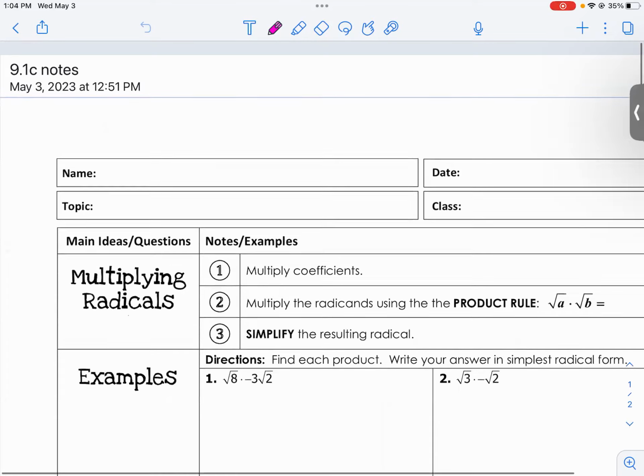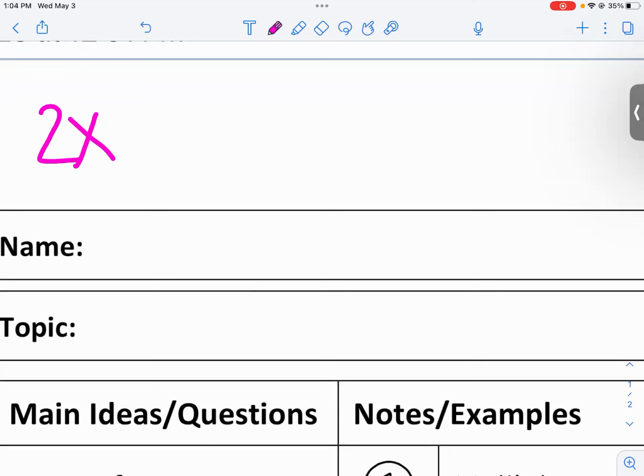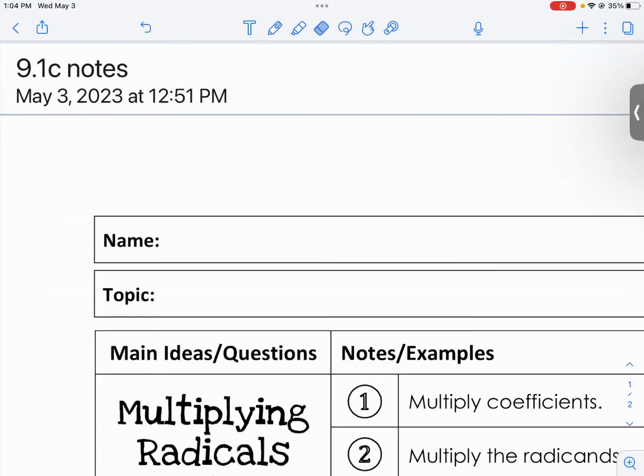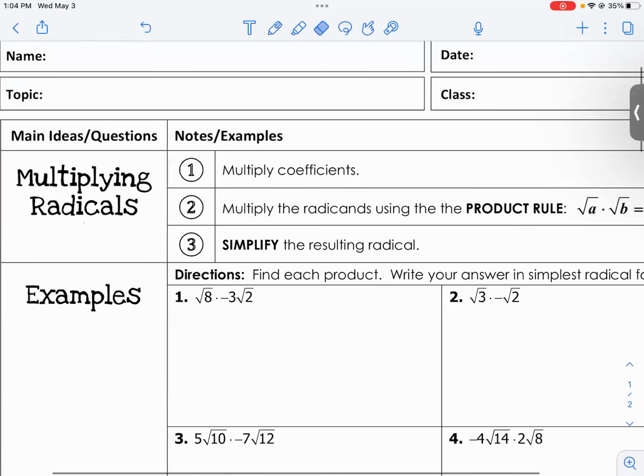When we worked with polynomials, could I add these two things together? No, because these are not the same. However, could we multiply them? Yes. We can multiply anything together. The same is true for radicals. We can multiply radicals together, and this is what you need to do.